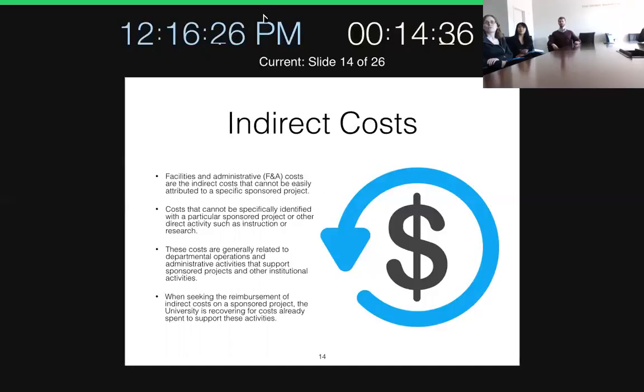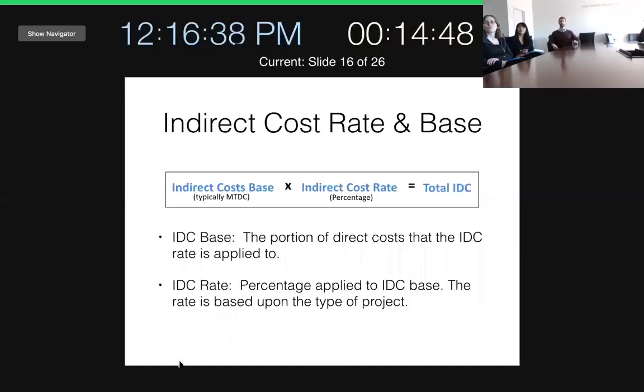Kind of restates that a couple different ways. Generally, we're talking about things like departmental administration. Clay and I, our work to help you get through that process.